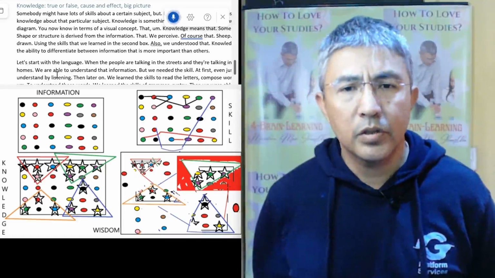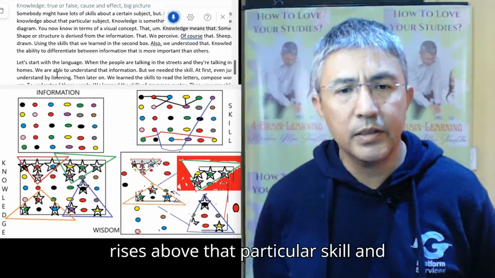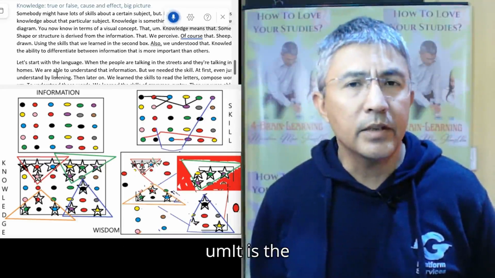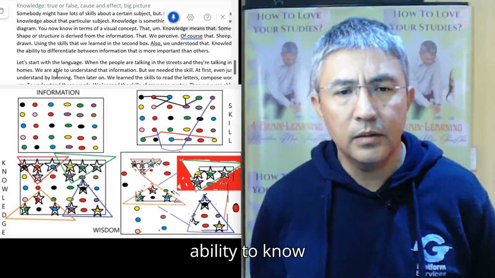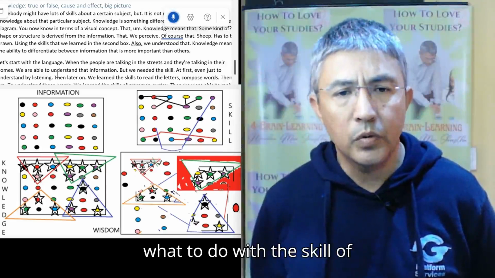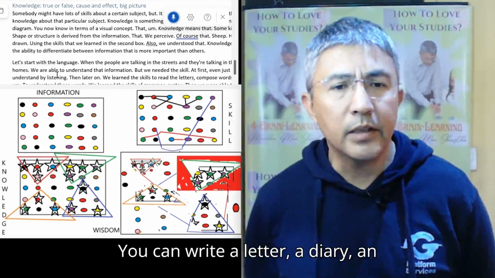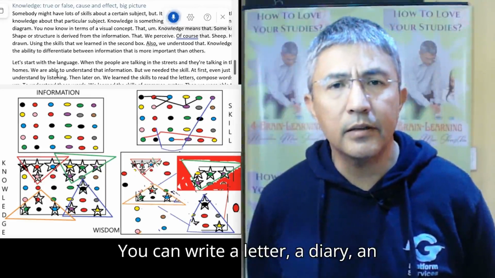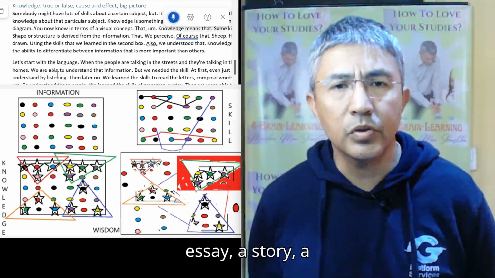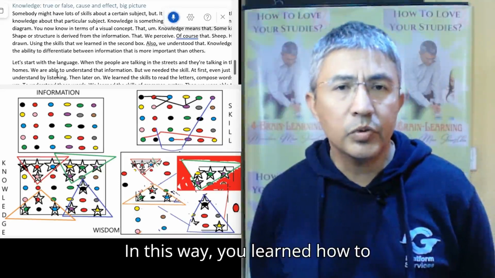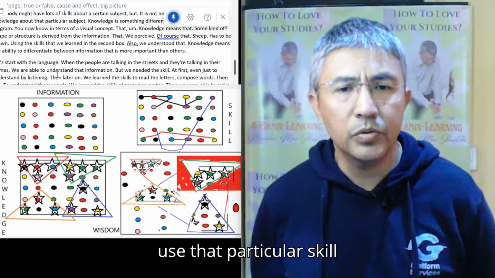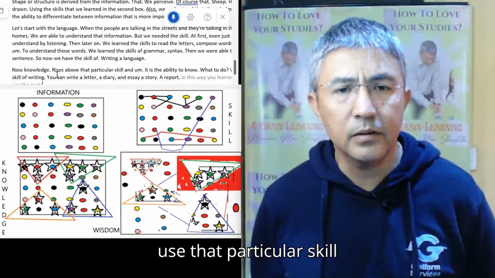Now, knowledge rises above that particular skill, and it is the ability to know what to do with the skill of writing. You can write a letter, a diary, an essay, a story, a report. In this way, you learned how to use that particular skill to achieve a goal.